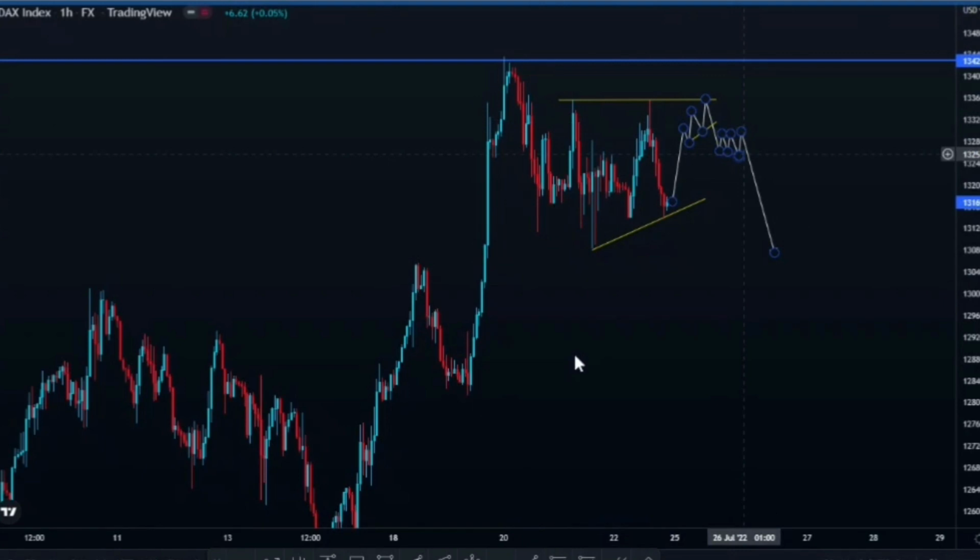So if you missed the first entry on the break of the structure over there, you're also going to be looking for it on the first continuation pattern after the first impulse, which is going to be this one. You're going to cater for another sell over there. You're going to get another entry over there to still continue pushing all the way to the downside. So this is what can happen on Ger30.